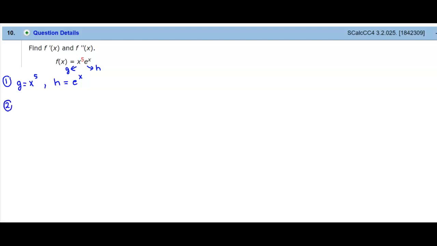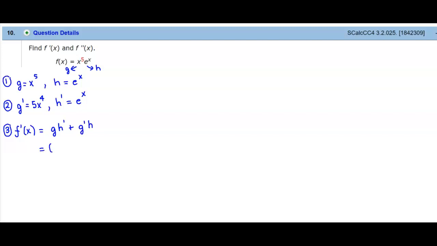Step number 2, we know that g prime is going to equal the derivative of x to the fifth, which is 5x to the fourth, and then h prime is going to equal the derivative of e to the x, which is e to the x. Now we want to find the derivative of that function using the product rule. So it's going to be g times h prime plus g prime times h.